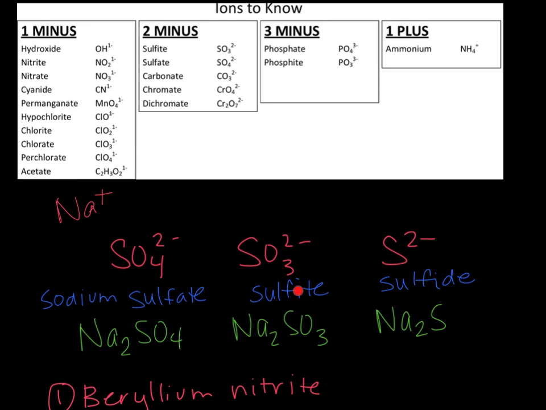So you can see how it's really important that your endings end up being correct for what you see. So this one is sulfate, and remember the -2 charge just came down here. And this one is sulfite, again the -2 charge just came down here. And this one is sulfide, and the -2 charge just came down there. All right.